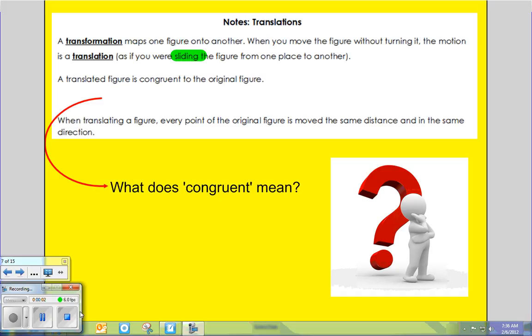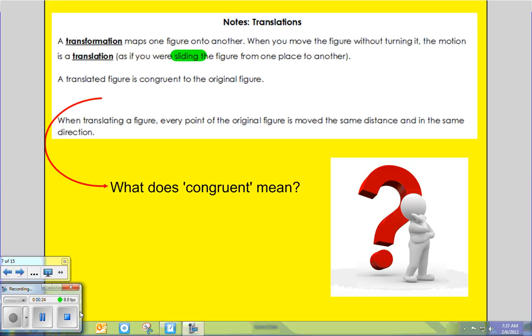We're going to be working on translations today. We're working with a coordinate plane, and a translation is a kind of transformation. What a transformation does is it maps one figure on a coordinate plane to a new location or onto another part of the coordinate plane.